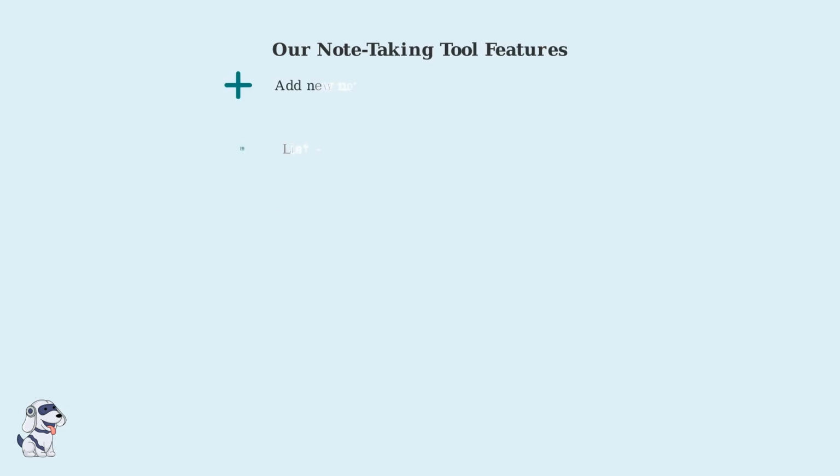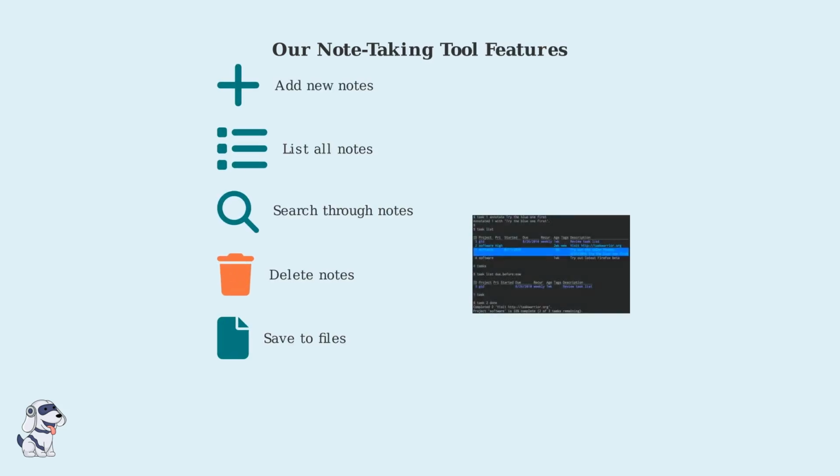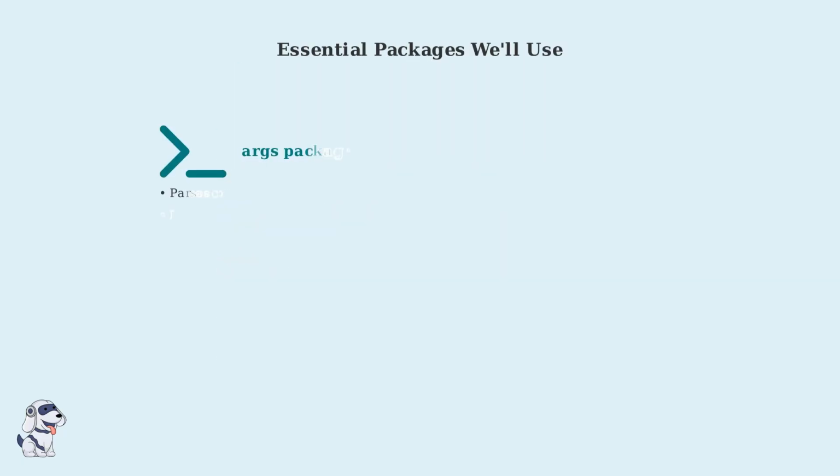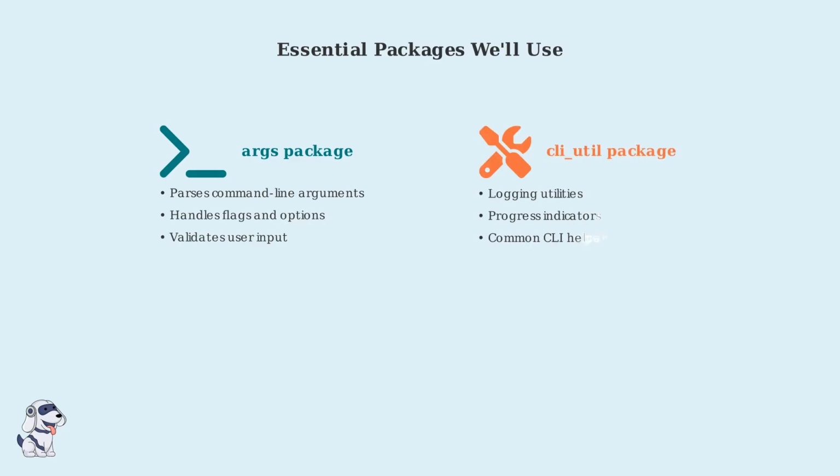Our note-taking tool will have essential features like adding new notes, listing existing ones, searching through content, deleting notes, and saving everything to files. This gives us a practical example of how command line tools work in real applications. We'll use two essential packages for our CLI tool. The args package handles command line argument parsing, managing flags and options while validating user input. The CLI-util package provides logging utilities, progress indicators, and other common helpers that make CLI development easier.